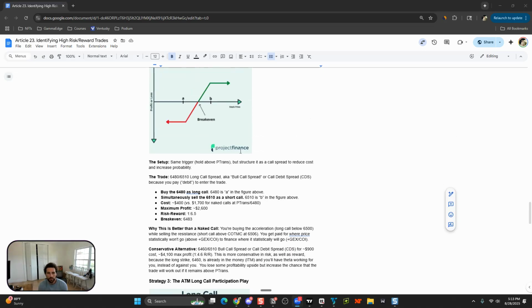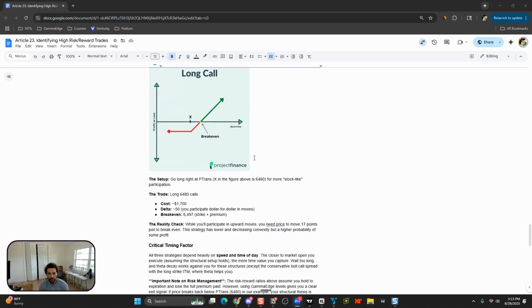And when it comes to these spreads, you can tinker with them too. Really your short call is going to stay out of the money, but your long call, you can have it be at plus GEX, you can have it be at P trend, you can have it in the money, you can have it slightly out of the money. It's up to you to understand what you want the risk profile of that trade to look like and how much you want to pay for it.